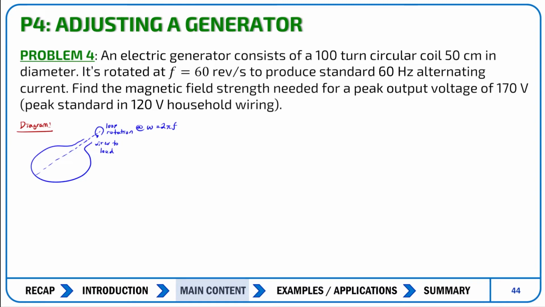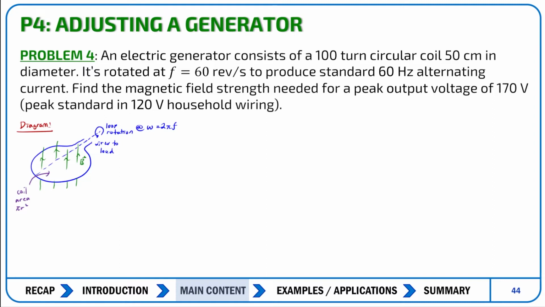Now the magnetic field is going to pass through this, so we have B for the magnetic field. We also have a coil area. So we can set this area, which is pi r squared, because it's circular.